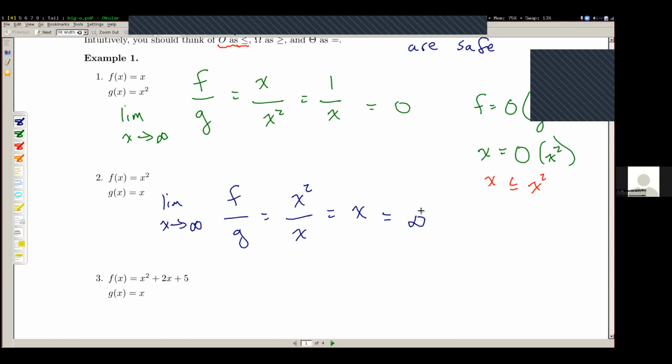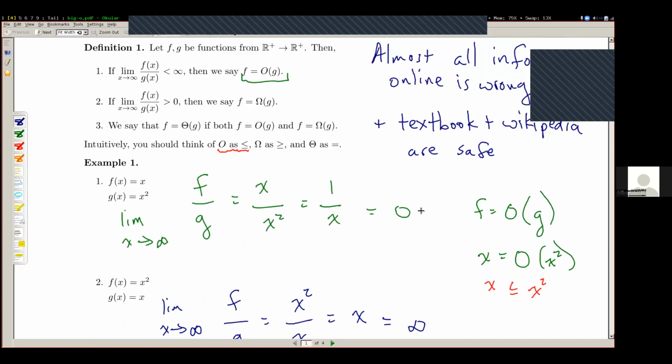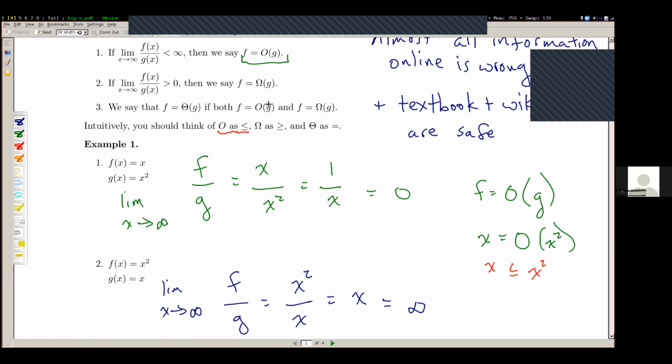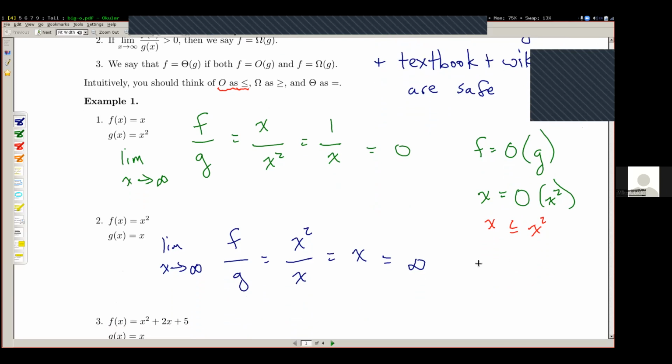So we'll remember this infinity and come back up to our definitions. There we go, I can keep it all on one screen. Here, this part 1, the ratio right here is not less than infinity, so we cannot say that f is O of g. It is greater than 0, though, so we can say that f equals omega of g. And again, in order to be theta, we have to be able to say both O and omega. So here we cannot say theta. All we can say is that f equals omega of g.